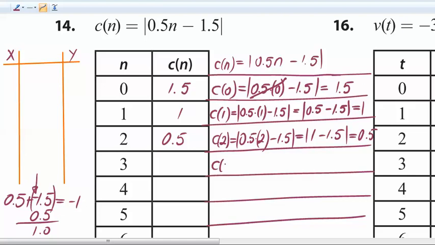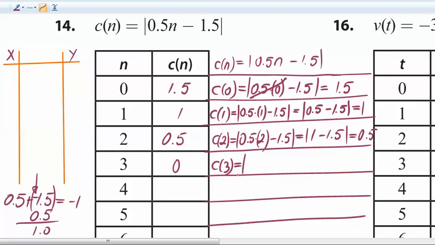C of 3. And many of you are already, I hope, and I know in class you guys did it, you were able to find what would be the next number. You may see a pattern here, right? It goes down by 0.5, right? So it goes 1.5 to 1. I'm taking 0.5 away, 0.5 away from here. This should be 0.